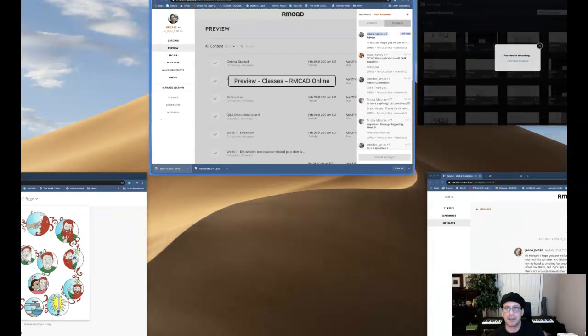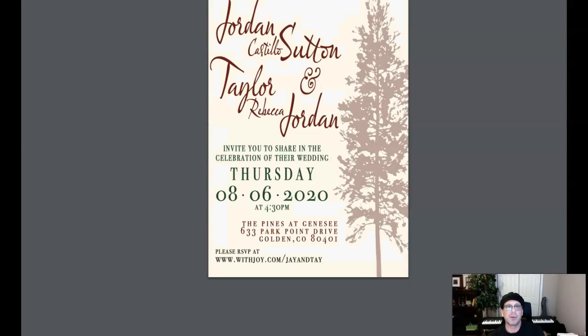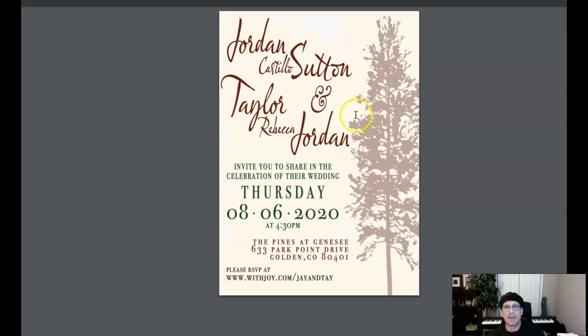Okay, I've got the invitation up. Oh, there it is, right there. Okay, so I think it's a pretty good premise. I don't know a whole lot about what's going on, so I don't have much background. So my immediate question would be, what is the relevance and the significance of the tree itself?